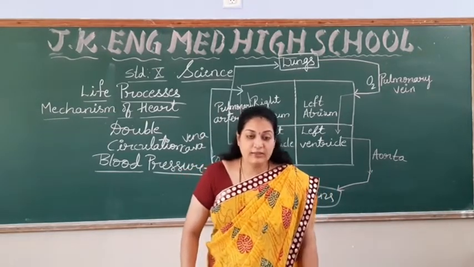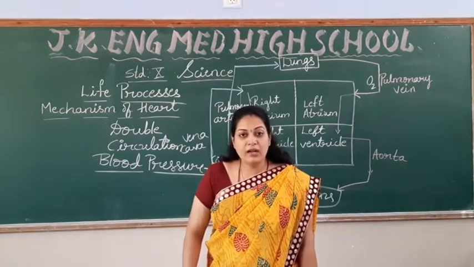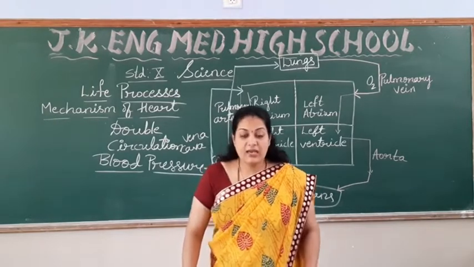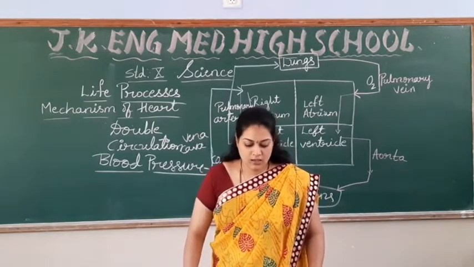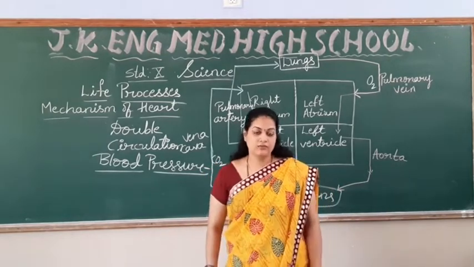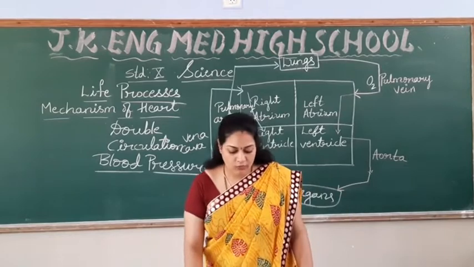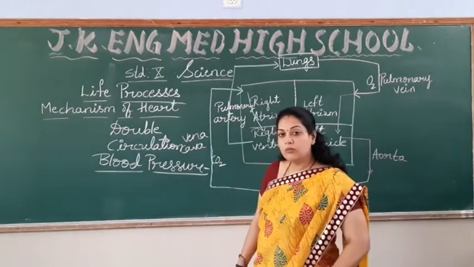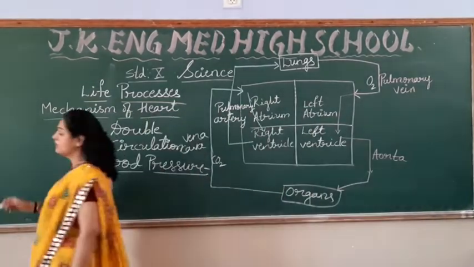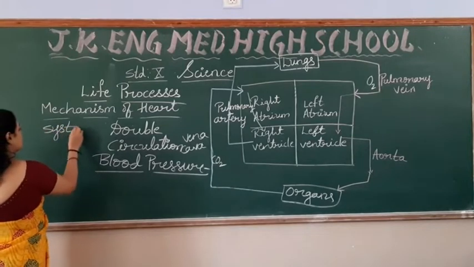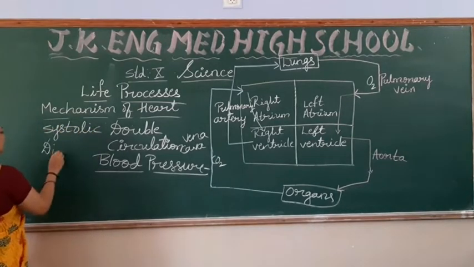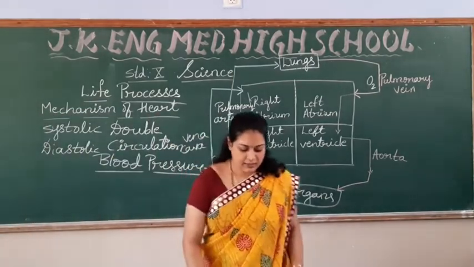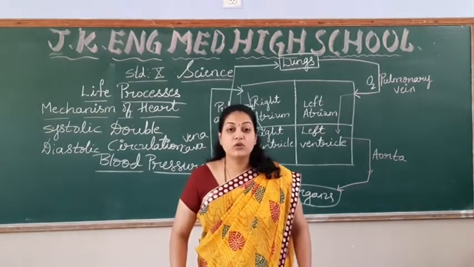Take down: the force that blood exerts against the wall of a vessel is called blood pressure. So blood pressure takes place in 2 steps. One is called systolic and one more is called diastolic. So we call them systolic blood pressure and diastolic blood pressure.